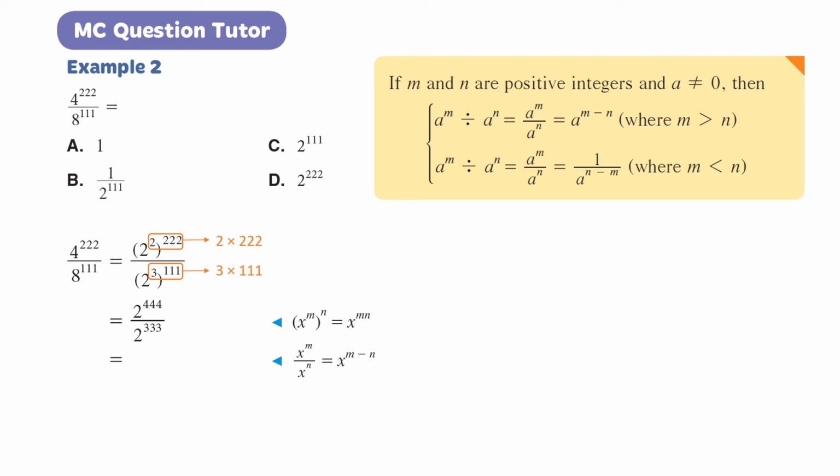For division, we will do subtraction for the indices. So we have 2 to the power 444 minus 333. And we have 2 to the power 111. So the answer is C.